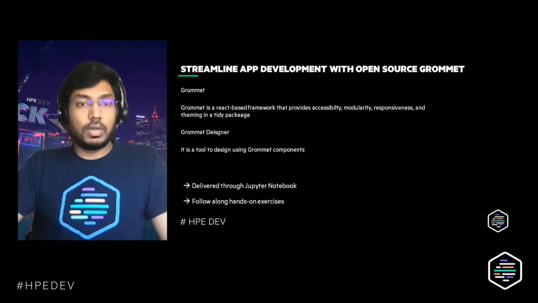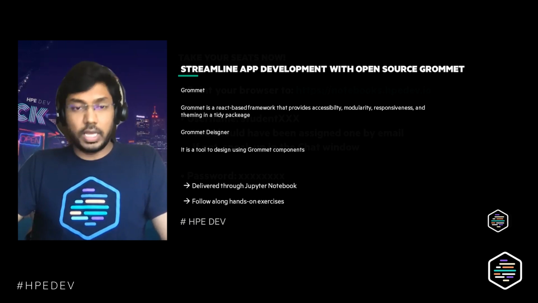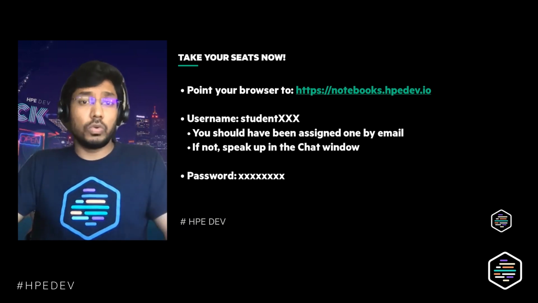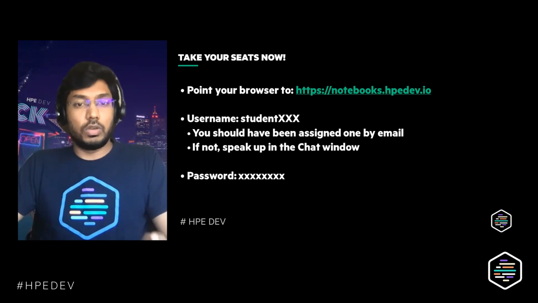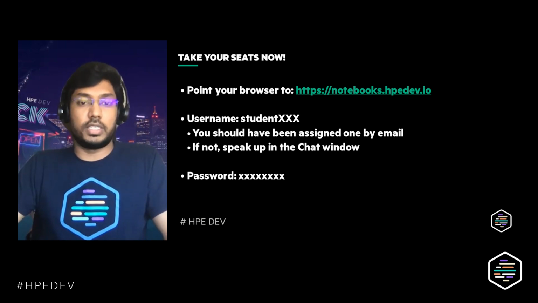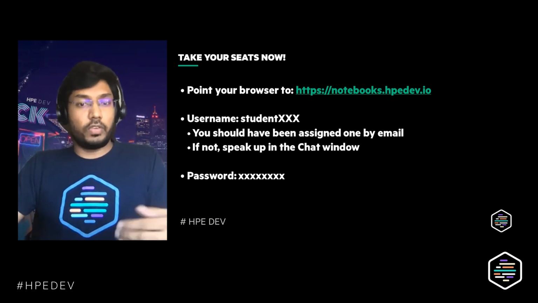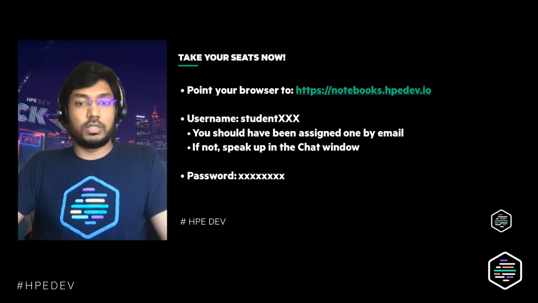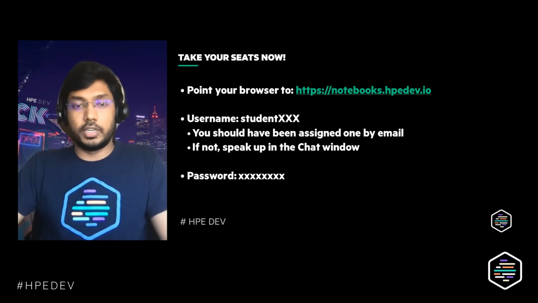Let me walk you through what you have to do from now. Everyone will get a student ID, and you will point your browser to notebooks.hpdev.io. Once you point there, you're going to log in with your assigned student ID and a password. If you are attending a live session and you don't have a student account, you can ask in the chat where you will get it. If you are registered for a session, you'll receive an email with those credentials.